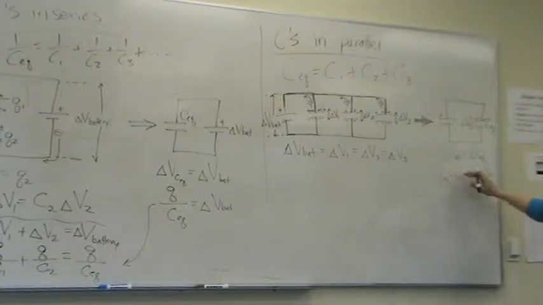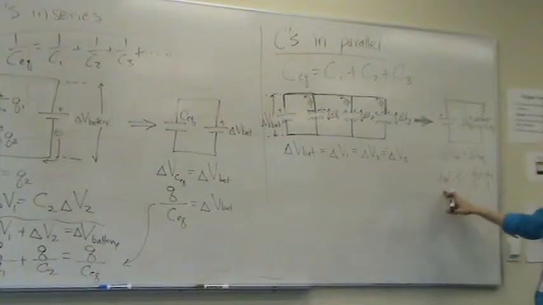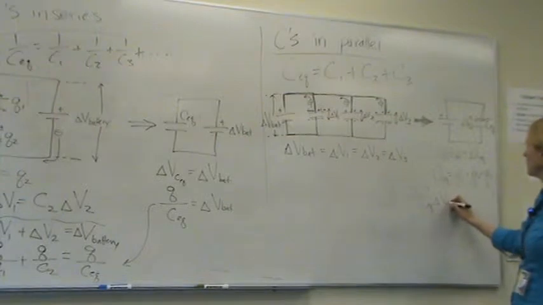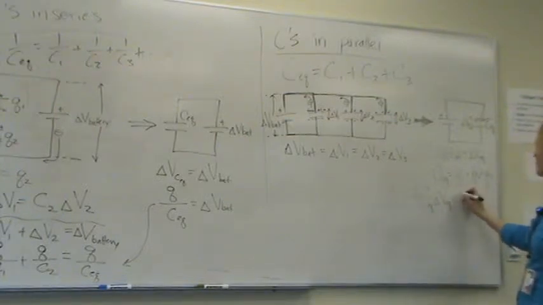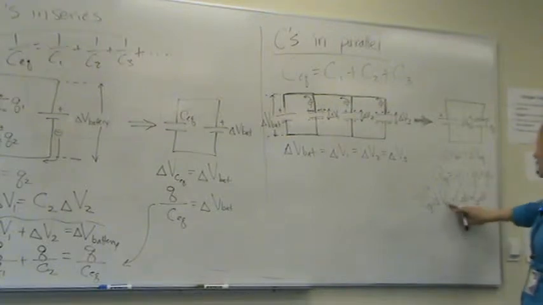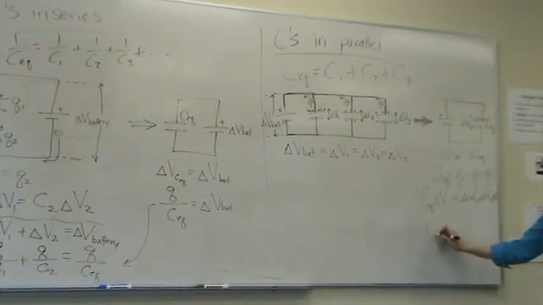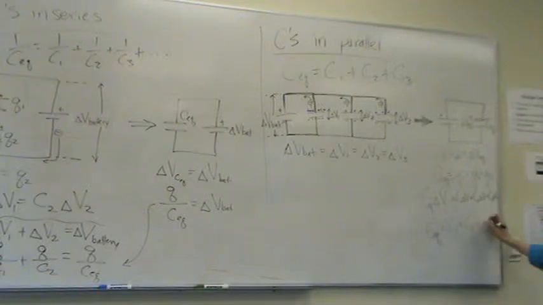And then putting in our definition, we'll make these lower cases. Our definition of Q was C delta V. Actually, I don't need the subscripts because we just established that all those delta V's are the same. So if you cancel the delta V's from the equation, then you can see how we get C_eq is C1 plus C2 plus C3.